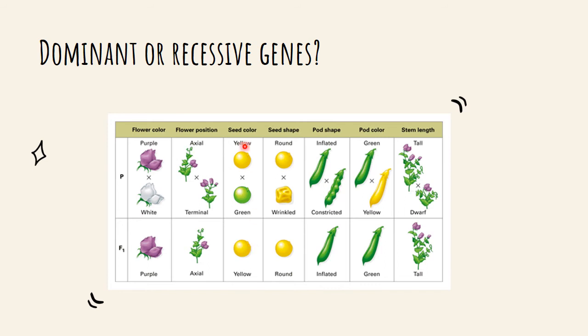And then let's look at the example here. If let's say we have a yellow seed married to a green seed and the child is yellow seed, it means that the yellow seed is the dominant gene.